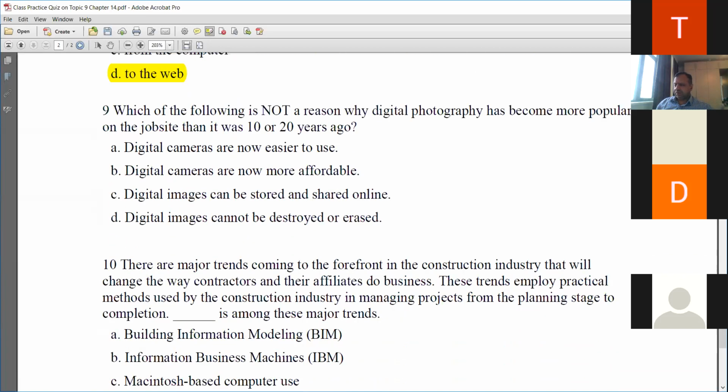Okay. Number 9: which of the following is not a reason why digital photography has become more popular on the job site than it was 10 or 20 years ago? Not the reason, okay? D seems to be the incorrect choice, because they cannot be destroyed or erased. Of course they can be destroyed or erased.